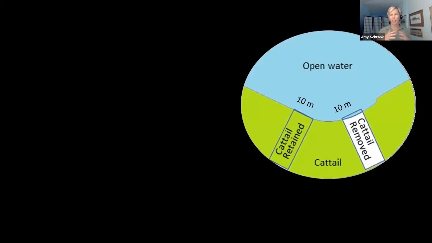And to give you an idea of how this is going to work, I have a sort of imaginary lake here. And at each of these lakes, we're going to select 2 cattail sites. So a cattail retained and a cattail removal site. Each of these sites is going to be 10 meters wide or 30 feet. We chose this because that doubles the current permitted amount.